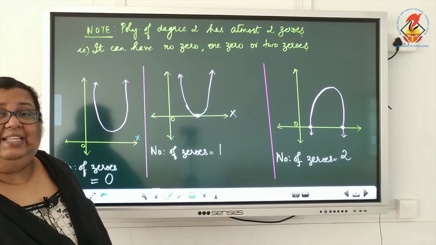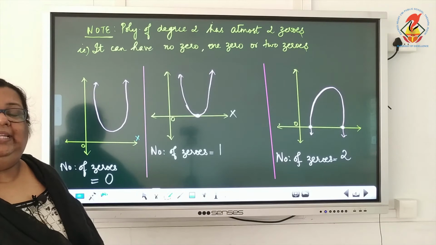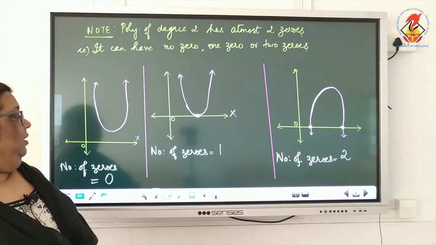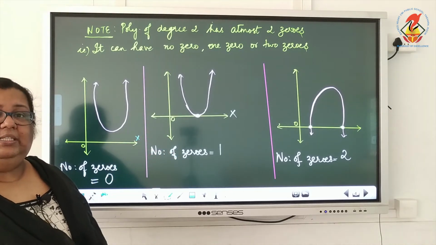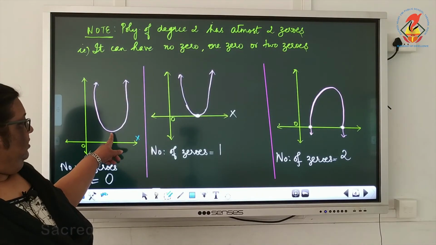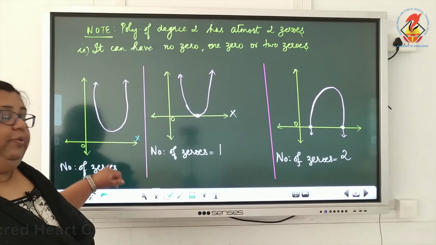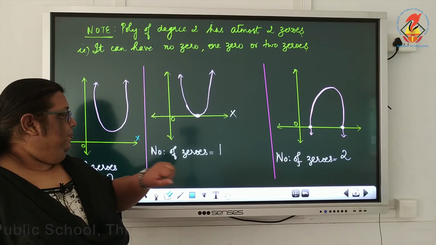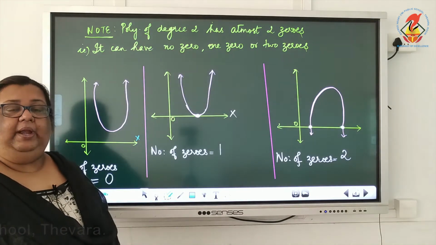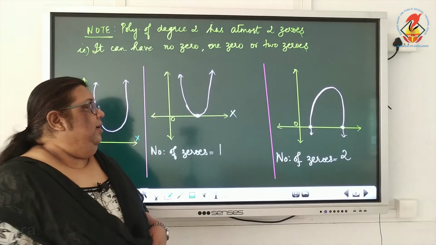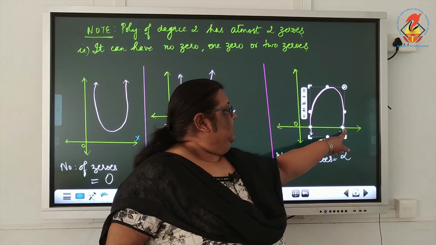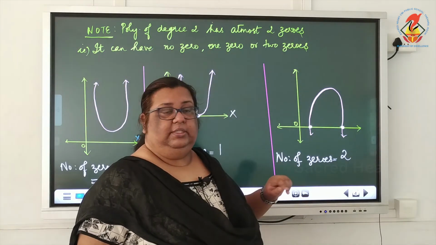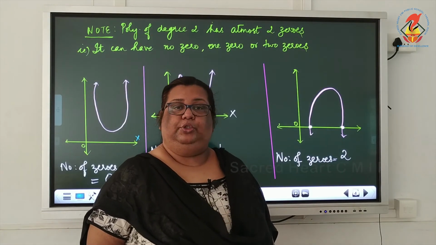As the graph touches the x-axis, we can find the number of zeros for the quadratic polynomial. So, 3 cases are there. What are the 3 cases? The parabola is not touching the x-axis, so the number of zeros is equal to 0. When the parabola touches the x-axis at one point, the number of zeros is equal to 1, or the number of solutions will be 1. If the graph touches the x-axis at 2 points, then there are 2 solutions. Number of zeros is equal to 2.